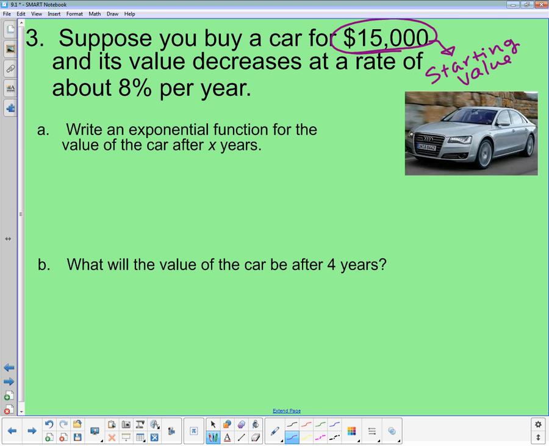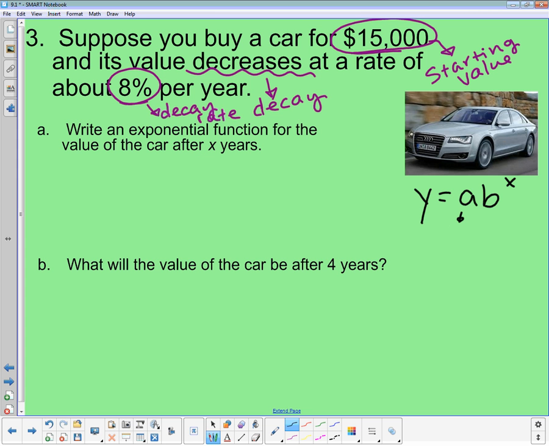The other thing that we need to know, it says that this is a decreasing thing, and we know that cars in general go down, their value goes down, so we know that we're looking at a decay question. And the other thing that we need to take note of is that's our decay rate. So that's the rate at which it goes down. Now, keep in mind the standard form of those functions is y is equal to a times b to the x, where a is your starting point and b is your rate of change. So that's what we're going to use to write an equation for this.